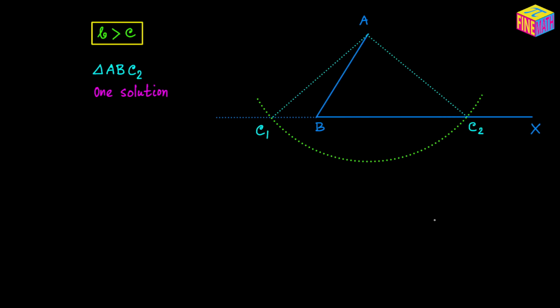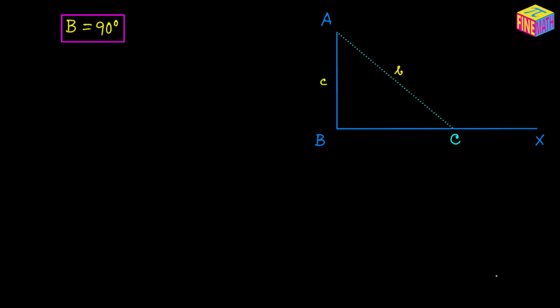Next, let's quickly talk about the situation when B is a right angle. I have drawn the diagram here. When B is equal to 90 degree, that means B is a right angle. When the angle B is a right angle, which is equal to 90 degree, then what would be the relationship between the side length B and C? Well, as you can see in the diagram, obviously side length B has to be greater than C.